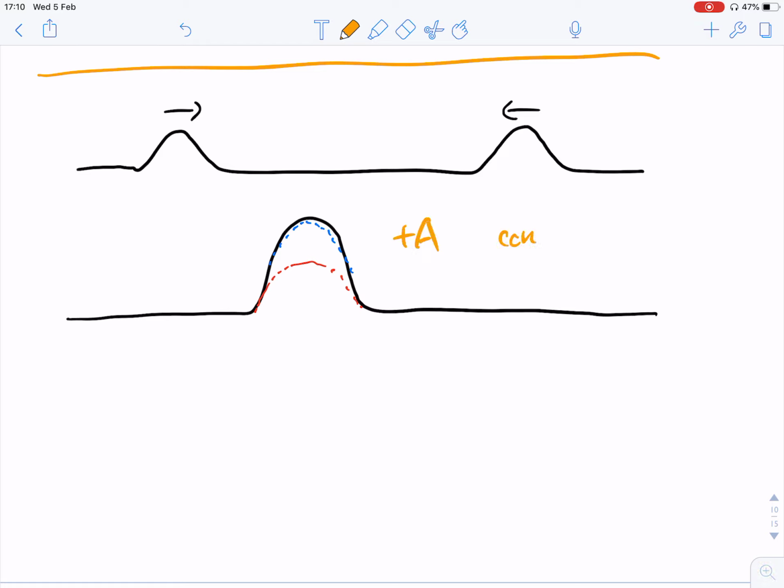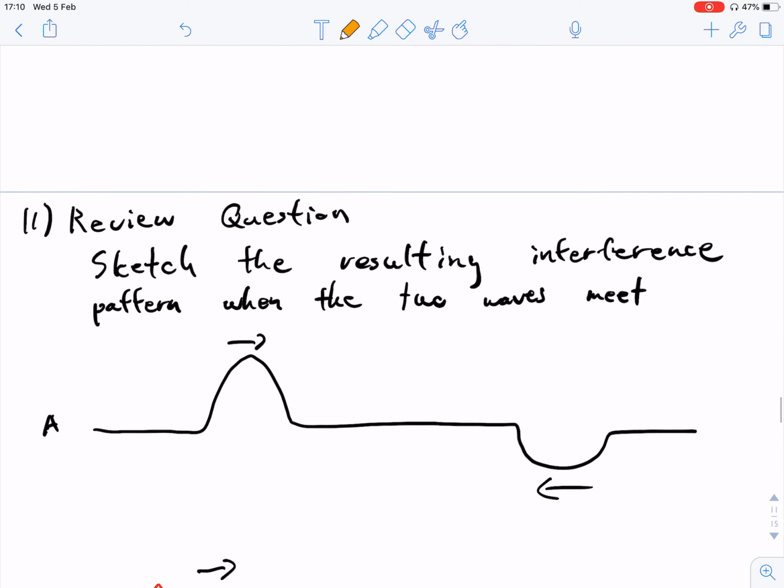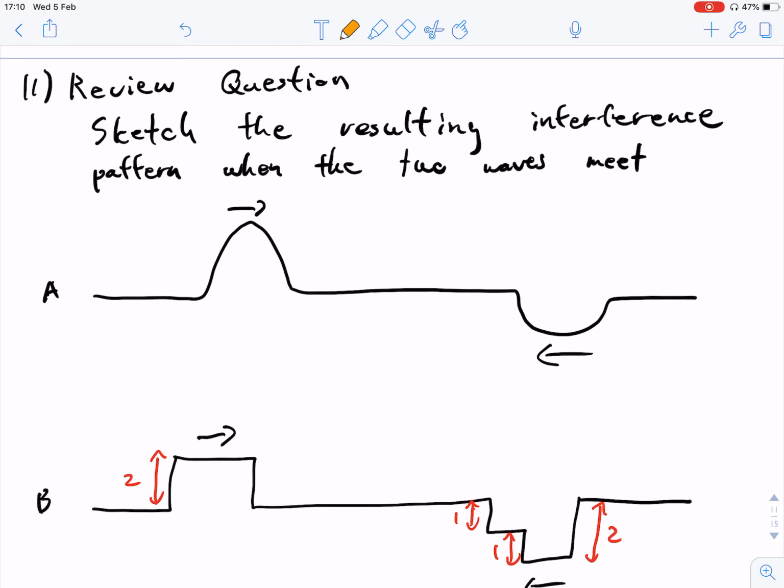is constructive interference. So here, this time, we have two waves that are both on the same side, and as they head towards each other, they superimpose on top of each other, and that's how we get constructive interference. So, quick little review question here. Sketch the resulting interference pattern when the two waves meet.